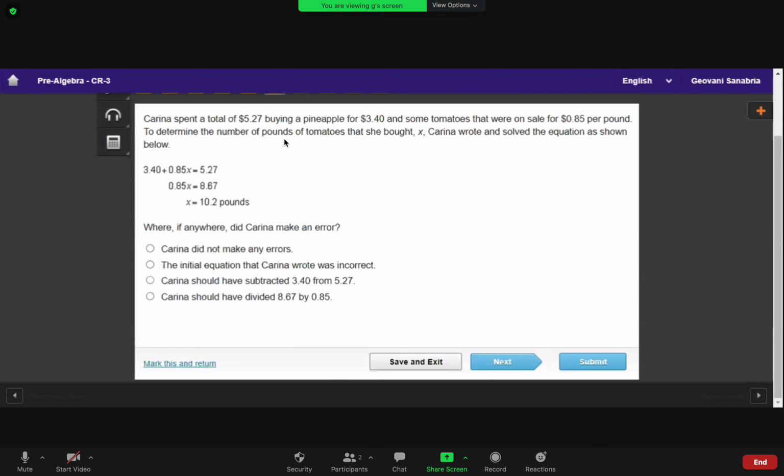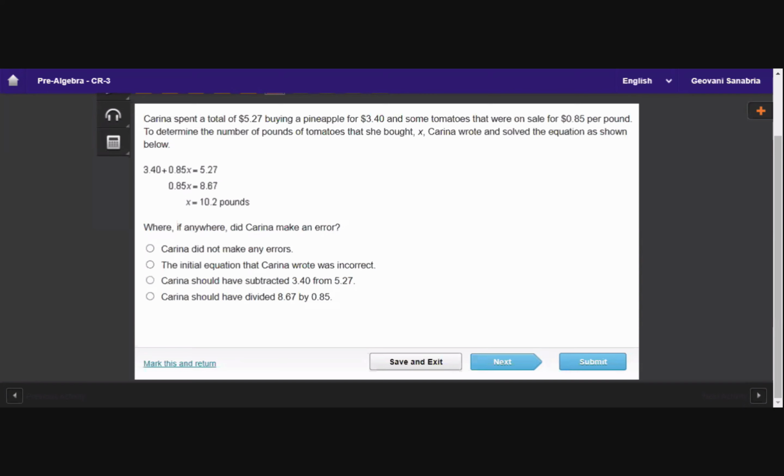All right, Karina spent a total of $5.27 buying a pineapple for $3.40 and some tomatoes that were on sale for 85 cents per pound. To determine the number of pounds of tomatoes she bought, x, Karina wrote and solved the equation as shown below.